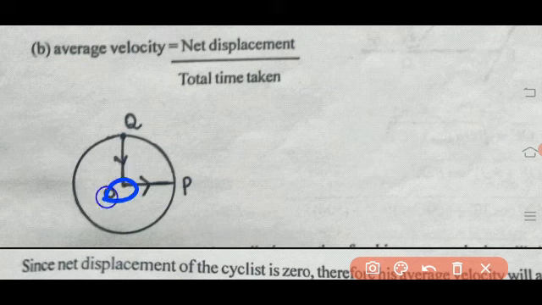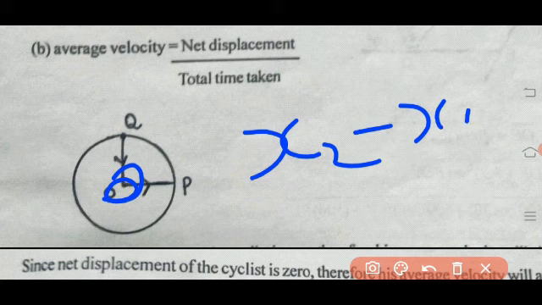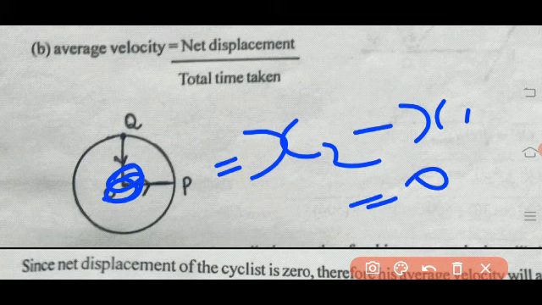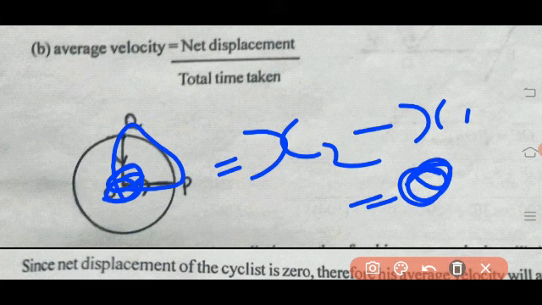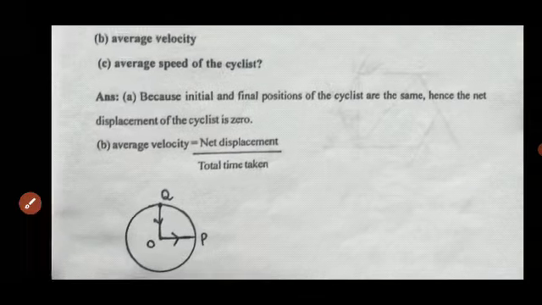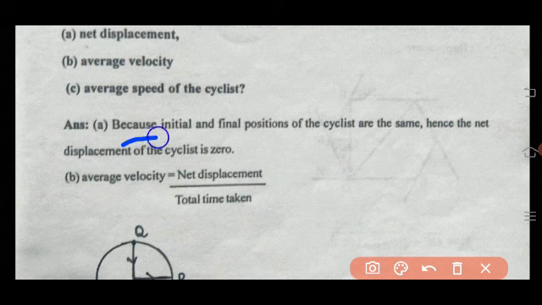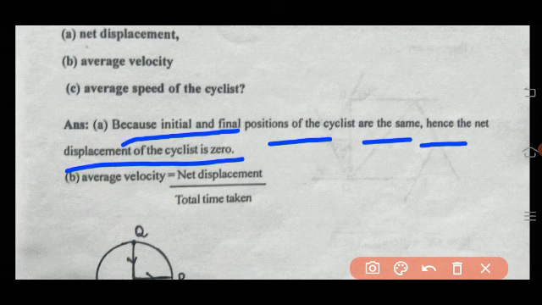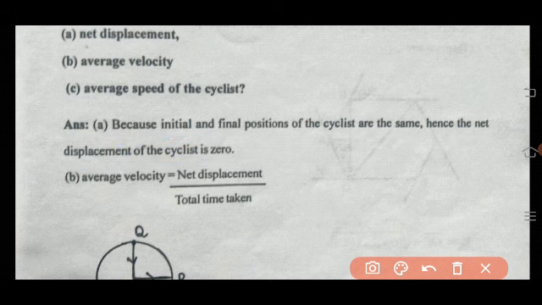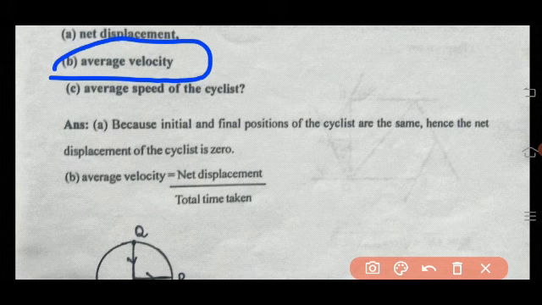Since the initial and final positions are same, okay, so therefore x2 minus x1 will be same, therefore the net displacement is 0. Here initial and final position both are same, therefore the net displacement is 0. Okay, that is the answer what you have to write for the question number A. See here, because initial and final positions of the cyclist are same, hence the net displacement of the cyclist is 0.